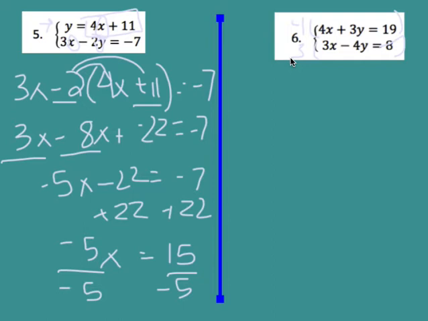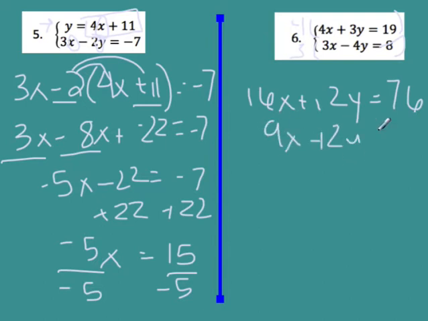So I'm going to multiply that entire top equation by 4. And this is what I get when I do that. Then I'm going to take that bottom equation and multiply it by 3. And this is what I get when I do that. So now we can add down the columns.